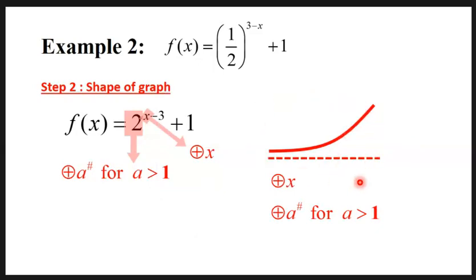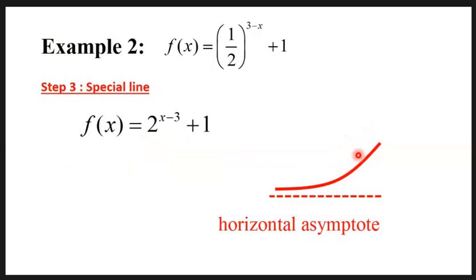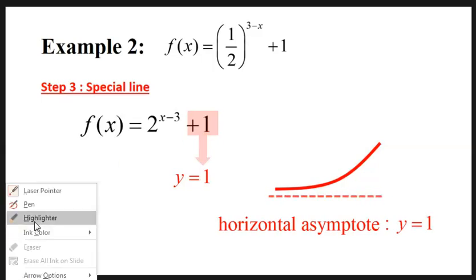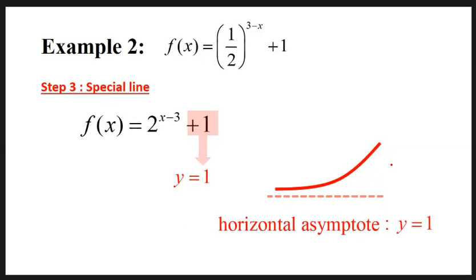And once we identify the shape, the next thing we would like to do is go on with step 3, where we want to determine the special line, this dotted line here, which we call the asymptote. How we determine this horizontal asymptote is that we refer to the constant here and let y equal 1. Therefore, this is the horizontal asymptote that we have. And once this step is done, at this moment I can determine the domain and range.